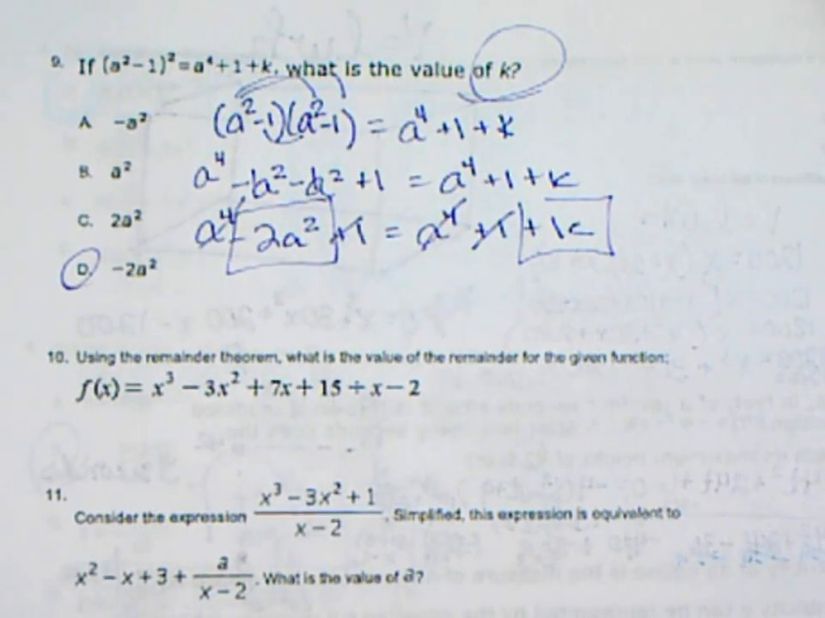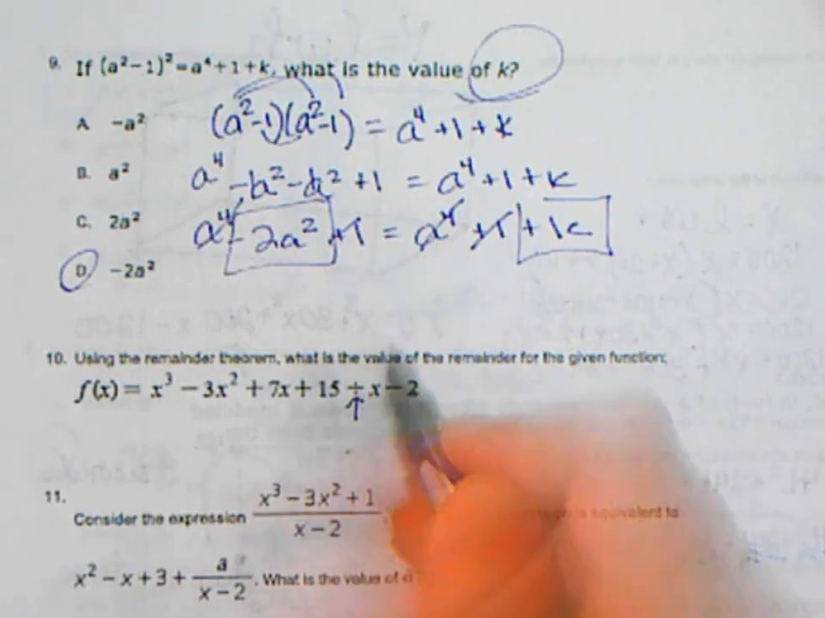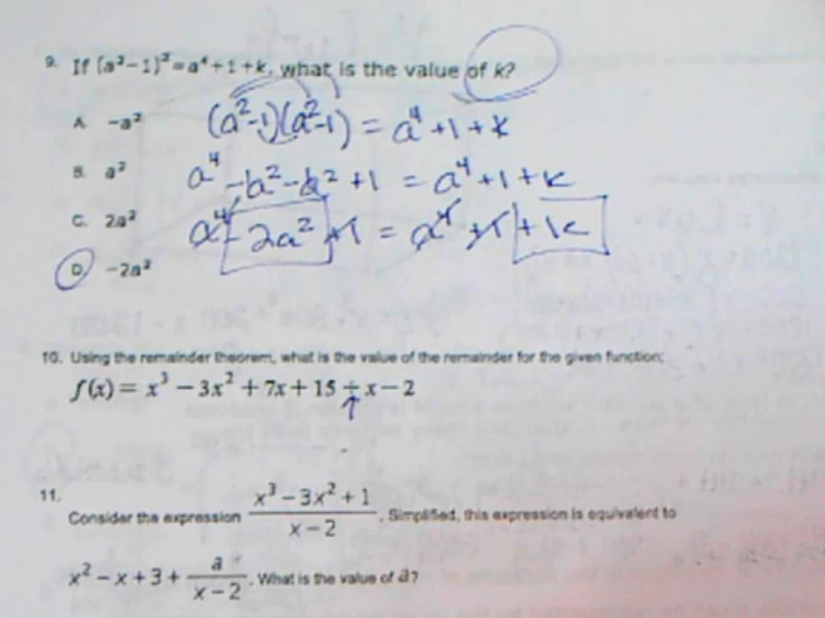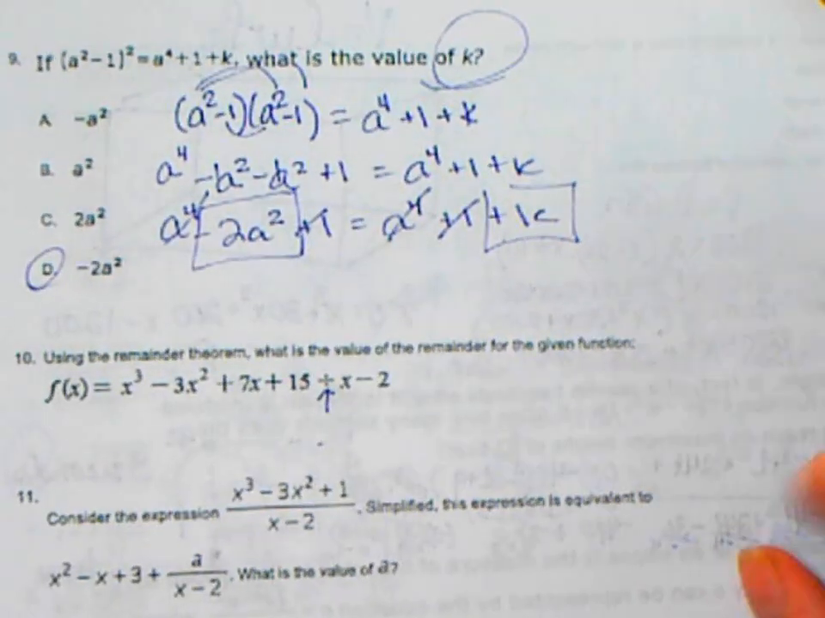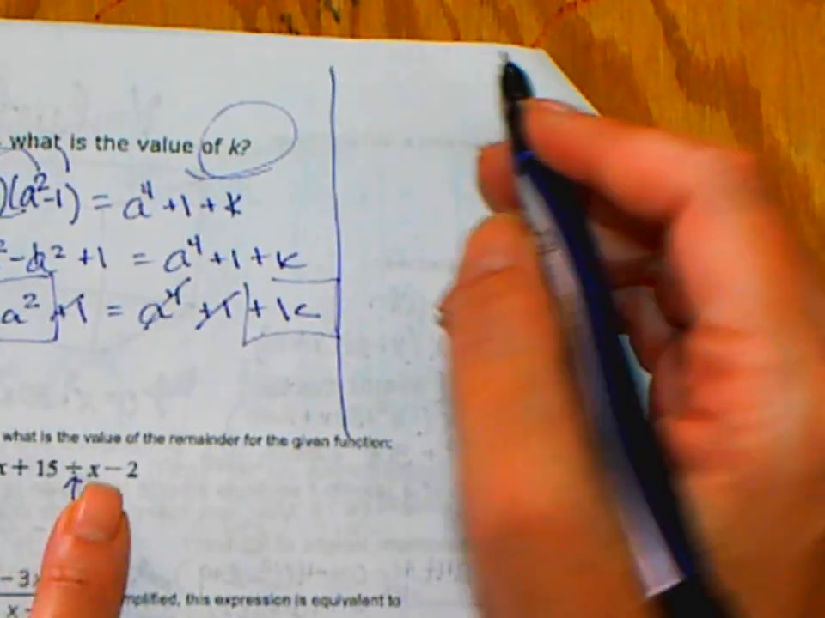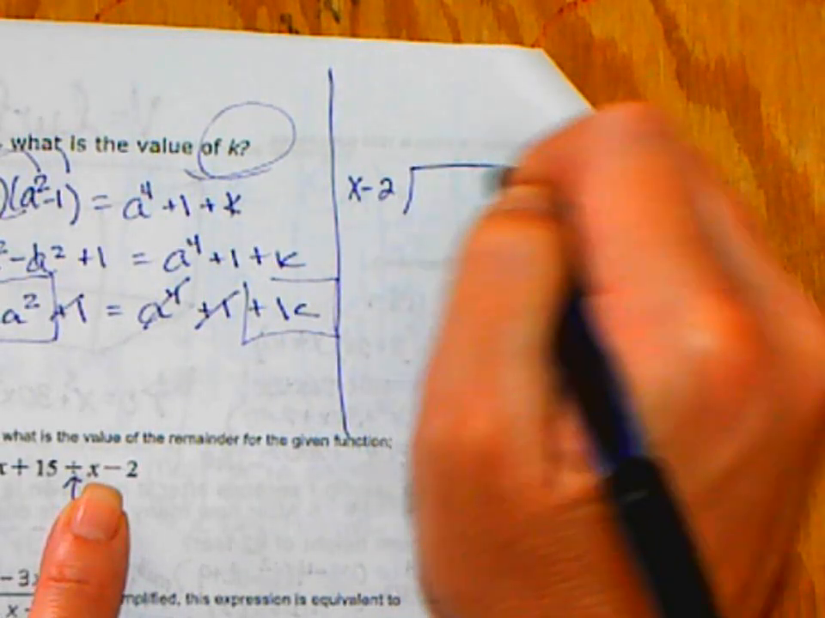Number 10, using the remainder theorem, what is the value of the remainder for the given function? This is a division problem. I taught y'all how to do long division. You may not remember, but you gotta know for the test. I'm going to need more space than what they gave me right here, so I'm going to start up here. So I know I'm dividing by x minus 2. That means x minus 2 is my divisor.